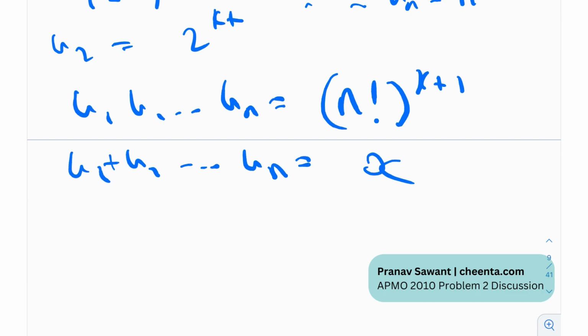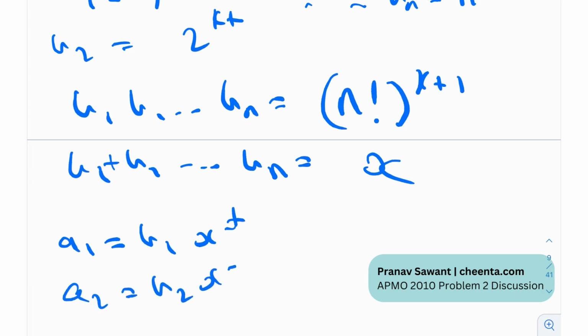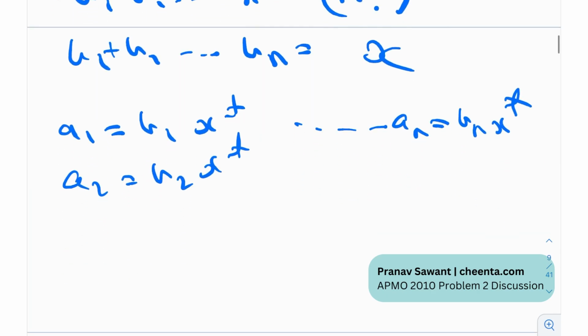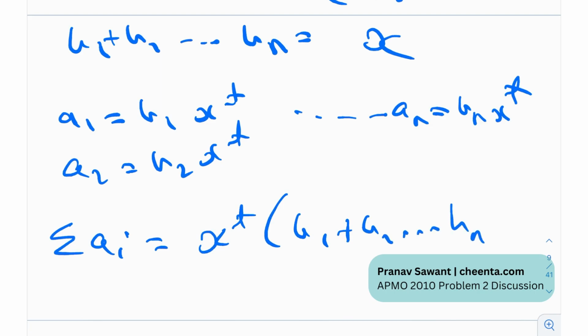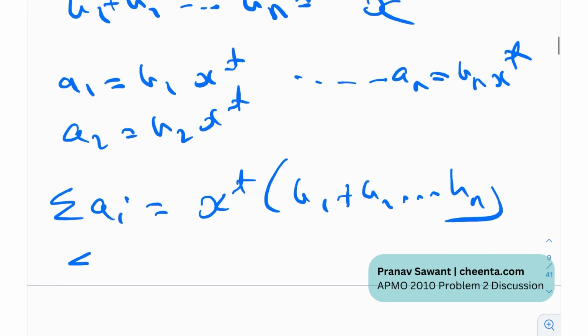And again, now we're going to be using a little bit of substitution. So a1 is b1 times x raised to the power t, a2 is b2 times x raised to the power t. You might have guessed it, an would be bn times x raised to the power t. And why I did that is, when you take the sum, sigma ai, x raised to the power t can be taken as common, and you're really left with sigma bi. So sigma ai is nothing but x raised to the power t times x, which is x raised to the power t plus 1.